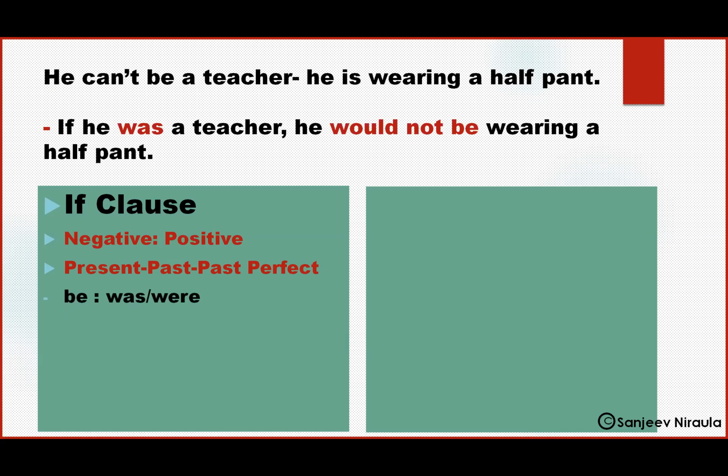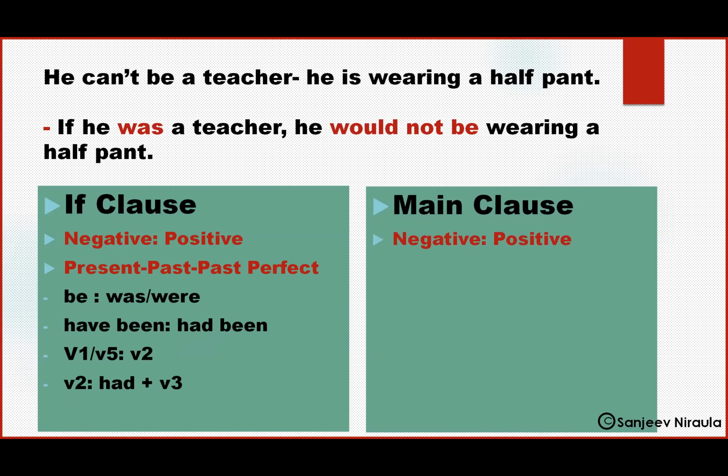If we have be in the if clause, was or were, have been, convert it into had been; verb 1, convert it into verb 2; and if we have verb 2, convert it into had plus verb 3. And in the main clause, if the main clause is positive, make it negative. If it is negative, make it positive. And thereafter we write would.